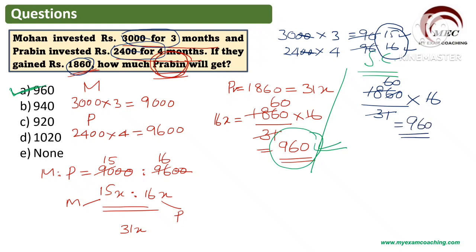So what I want to tell you is, don't do all these calculations. Don't waste time doing the complete calculation. What you have to do is just write the shortcut method and find the answer.